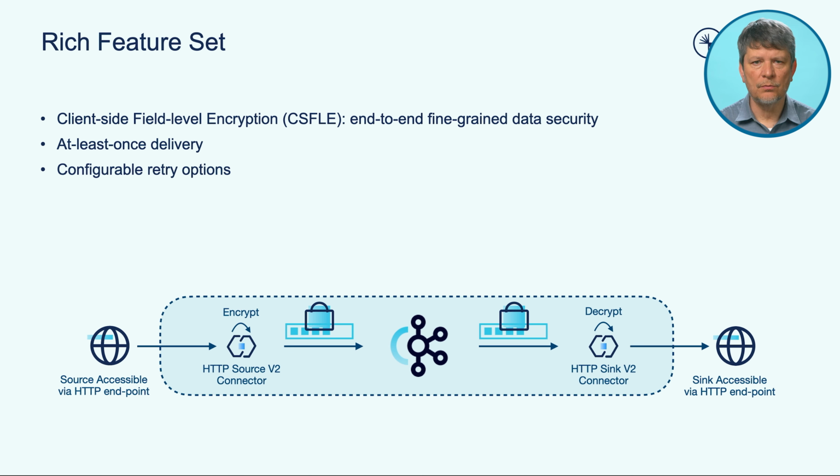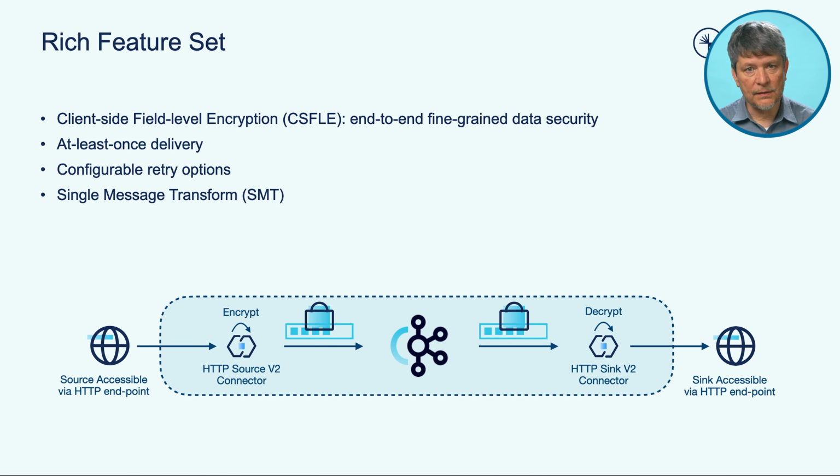For those who need to modify or filter data before sending it, the connector supports single message transforms, SMTs. This allows lightweight modifications such as renaming fields or dropping unnecessary records before they are sent. If you need more advanced processing, tools like Flink can help.